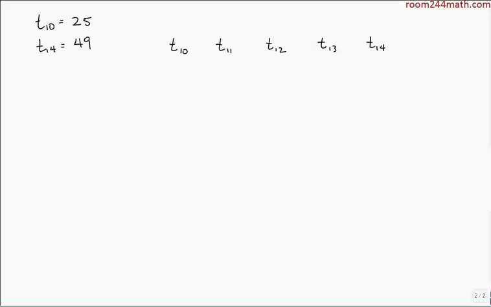T10, T11, T12, T13, T14. How many jumps to go from T10 out to T14? 4 jumps. How can you calculate that easily? Well, 14, the subscript for the last one, minus 10, the subscript for the first one, is 4. Right? To go from 10 to 14 is 4 jumps. Just think about it. To go from T1 to T2 is 1 jump. What's the difference in the subscripts? 2 minus 1 is 1.